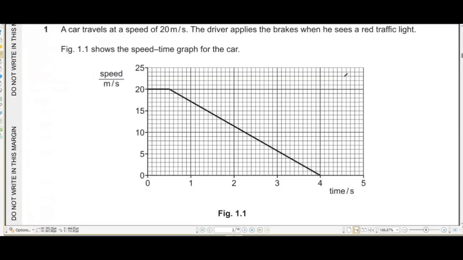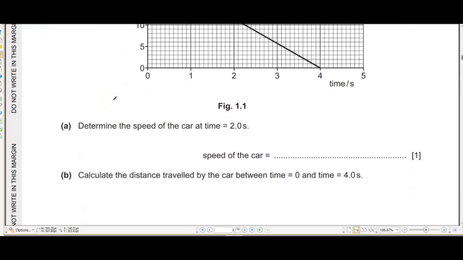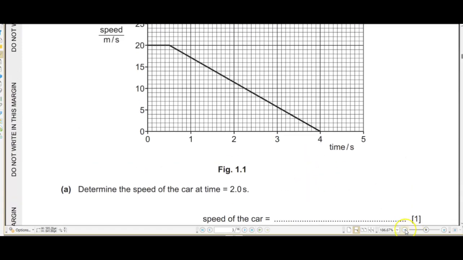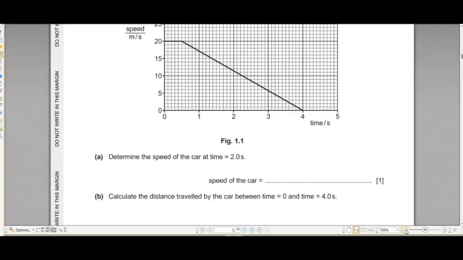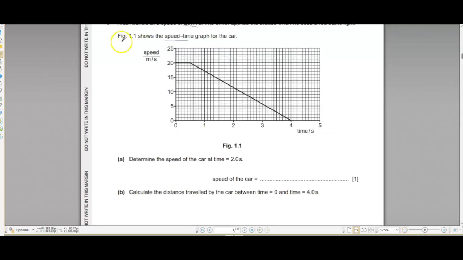Okay, question number 1. A car travels at a speed of 20 meters per second. The driver applies the brakes when he sees a red traffic light. Figure 1.1 shows the speed-time graph for the car. Determine the speed of the car at time equal to 2 seconds. Let me just lower the magnification so that we can see the question and the graph together.